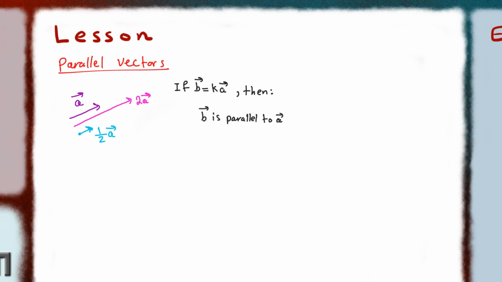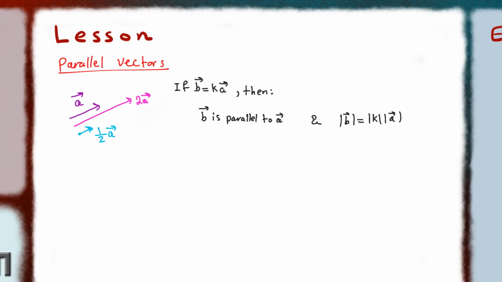Let's imagine that we have a vector a, vector 2a, and vector 1/2 a. You can notice that all of these vectors have the same direction, they just have different magnitudes. So if vector b is equal to k times vector a, then b will be parallel to a. Note that k could be a positive or negative value. So if k is negative, you will see that the direction is going to be opposite, but still parallel. And note that the magnitude of vector b will equal the absolute value of k multiplied by the magnitude of vector a.